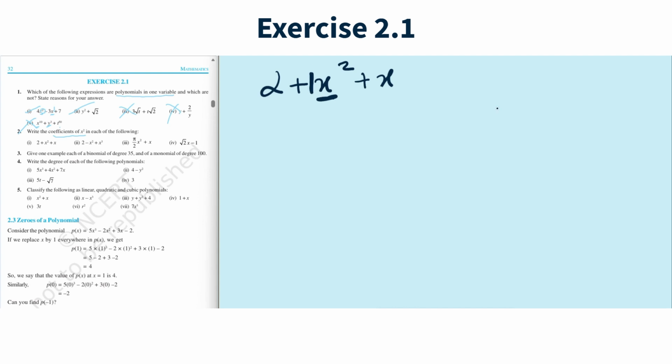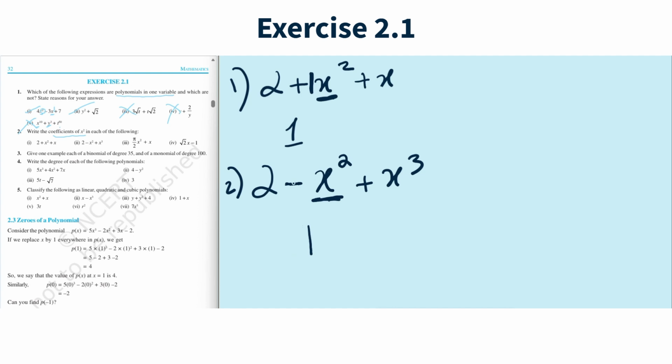When there's nothing, it means that there's a 1 there. You just don't write it because anything multiplied with 1 becomes the expression itself, right? So the coefficient of this is 1. Now take another example, 2 minus x square plus x cube. This is the second one. So we have an x square here and we have a negative sign over here. When there's nothing, it means that there's 1. Yes, so it will be 1. But what about the sign over here? It carries the sign along with it, okay? So the coefficient of x square is negative 1.